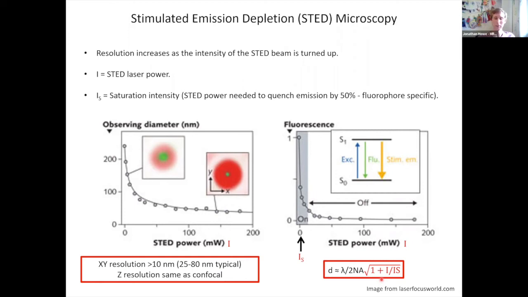And in this particular way of working, only the XY resolution is improved. The Z resolution remains the same as it would on a confocal, although there are ways of improving the Z resolution, which I'll come on to in a second. I have mentioned here that you can get resolutions down to as low as 10 nanometers by STED, but for biological samples, that's often not feasible because of the labeling methods used, which I'll come on to later.